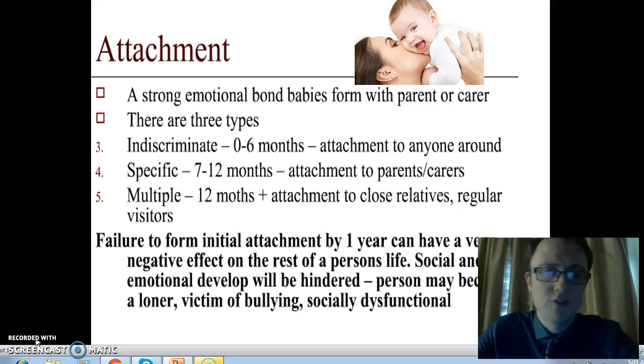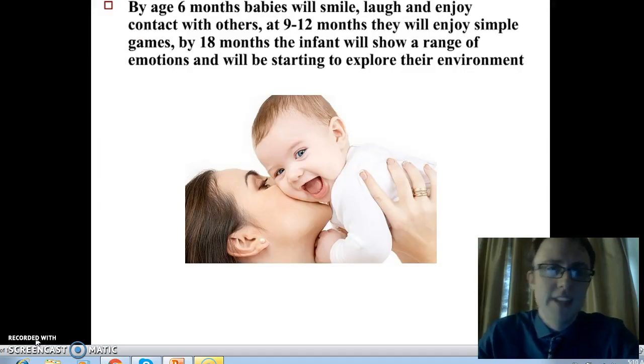Next stage, after about 12 months, you're going to have a multiple stage of attachment. The baby will feel quite attached to those people that it sees on a regular basis, once every week or every couple of weeks. Some social and emotional norms: at 6 months, a baby will smile, laugh and enjoy contact with others. At 9 to 12 months, they will enjoy simple games, and by 18 months, the infant will show a range of emotions and will be starting to explore their environment.